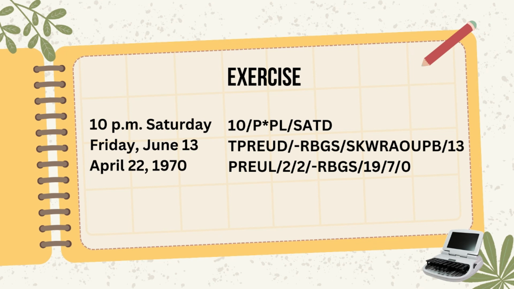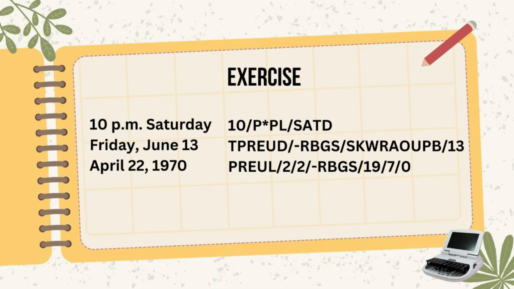What is your answer? The answer for 10 p.m. Saturday, you have 10 and then the PM and then Saturday, SATD. By the way, for Saturday, you can use SARD. Instead of final TD, it's final RD. Then Friday, June 13. So the brief for Friday, initial FR, vowel I, final D, then comma, then June and then 13. April, that's April, then 22, and then comma, 1970. I hope you got the correct answer.